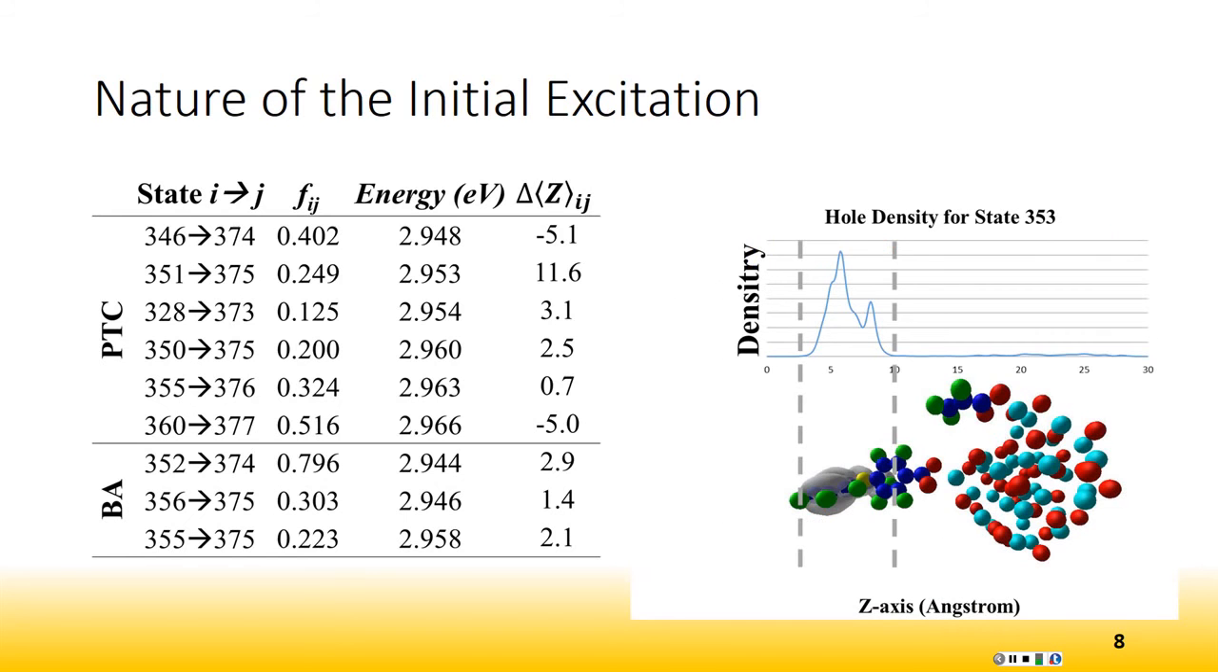This is a partial charge density of the highest charge transfer state. This is state 353, and we can see that the charge transfer is only on the ligand, and there's no localization of the hole on the quantum dot.